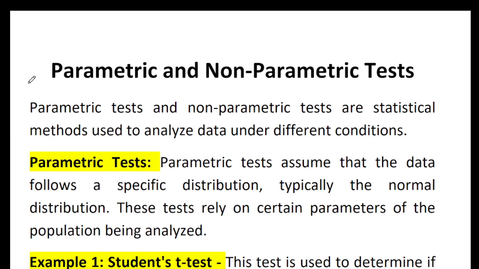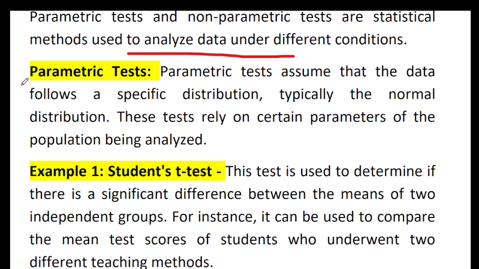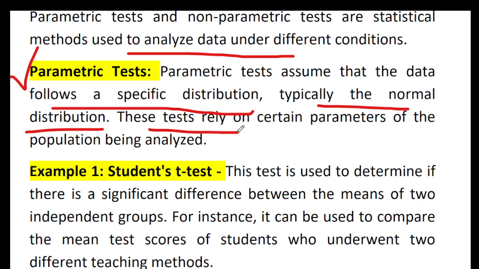Today's topic is parametric and non-parametric tests. Parametric tests and non-parametric tests are statistical methods used to analyze data under different conditions. First of all, we will discuss parametric tests. These tests assume that the data follows a specific distribution, typically the normal distribution. These tests rely on certain parameters of the population being analyzed.